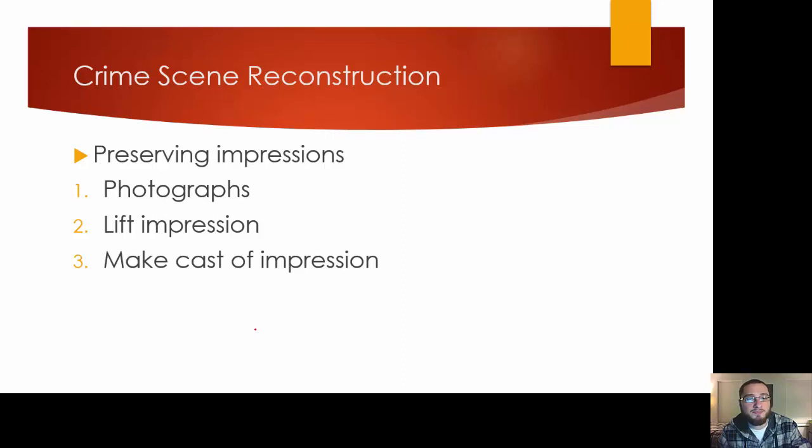preserving impressions. We're going to use photographs, we're going to lift any impressions, and we're going to make a cast of those impressions. So when we talk about tire impressions or shoe prints, you want to make sure you take photographs before you try to lift any impressions. Then you're going to lift the impressions, then you're going to make a cast of those impressions.